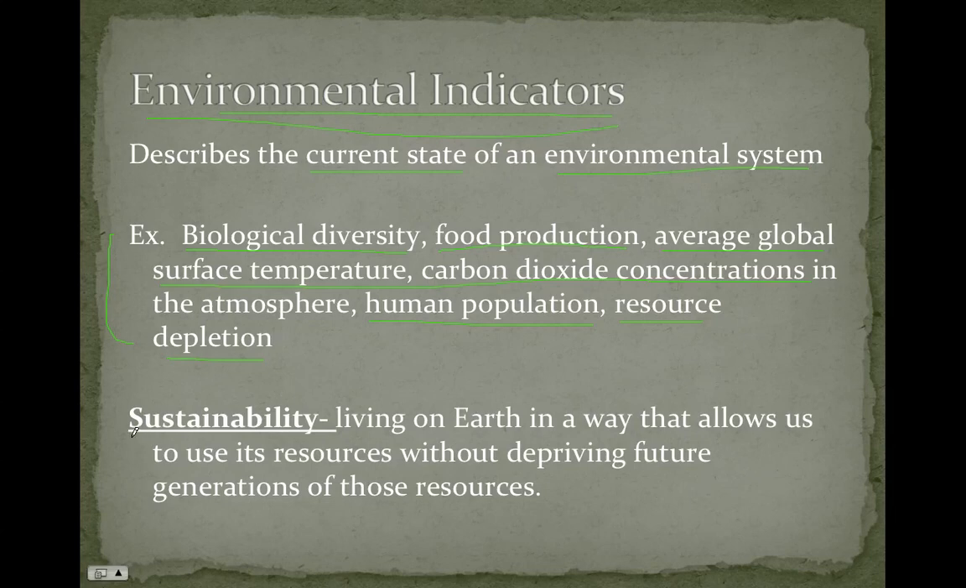And so this is an important definition, sustainability. This is just living on Earth in such a way that allows us to use its resources without depriving future generations of these resources. So the key here is we want to use resources. We have to use resources to survive, but we need to make sure that we're doing this without depriving future generations of these resources. So it's important to understand we have to use resources, but we want to make sure we measure our usage in order to determine whether there'll be resources for future generations. And so this is sustainability.